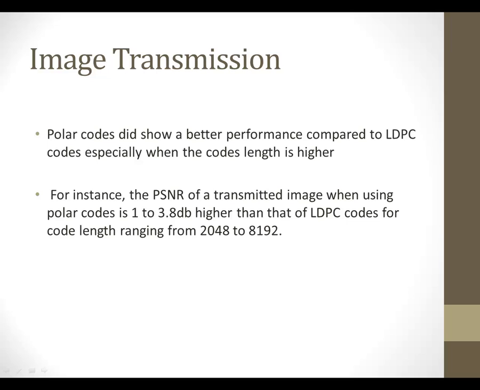In image transmission, polar codes have shown better performance compared to LDPC codes, especially when the code's length is higher. For instance, the PSNR of the transmitted image when using polar codes is 123.8 dB, and this is the difference between polar codes and LDPC codes, and that's for code lengths ranging between 2048 to 8192.